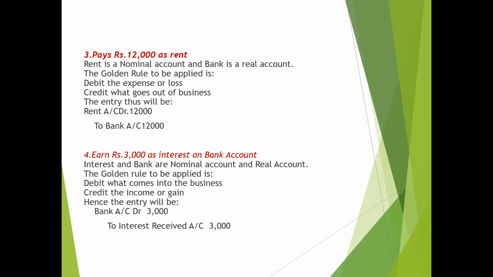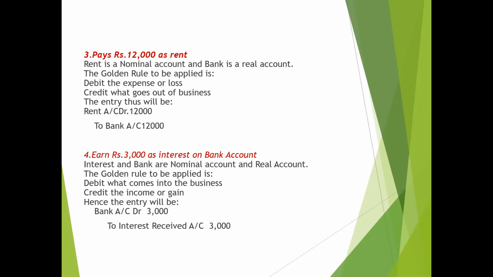The next rule is the real account rule: credit what goes out of business. Here we have to pay the rent, which means we have to give cash for the rent. So automatically, credit what goes out. So rent account debtor to bank account 12,000. It may differ, bank or cash, depending upon the entry. So the main concept is credit what goes out of business and debit the expenses or losses.